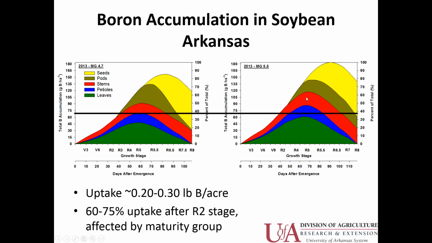But clearly, for both of them, it shows that the majority, at least 60 to 75% of the boron, is taken up during reproductive growth. I think it's been said that for some elements, copper and boron are examples, the plants might be able to grow just fine vegetatively, but reproduction and seed set would be problematic due to the functions that these elements have in seed development and pollination.